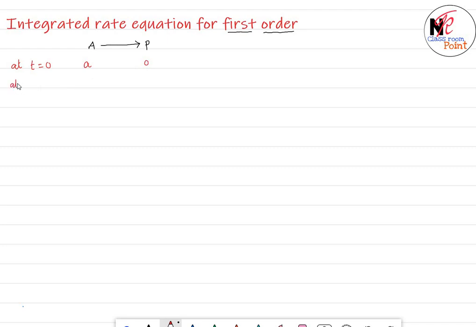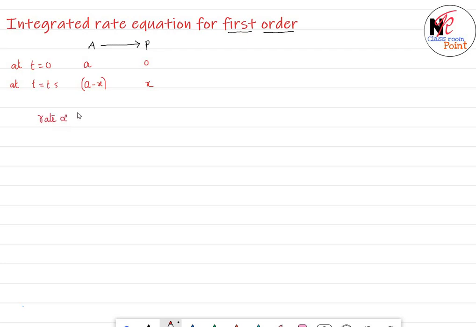And after time t seconds, imagine out of the a moles per liter of the A, x moles of the A converted to the product P. Then the remaining concentration of reactant is a minus x, and here the concentration of the product becomes x moles per liter.